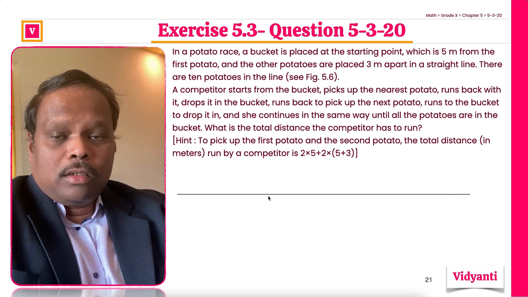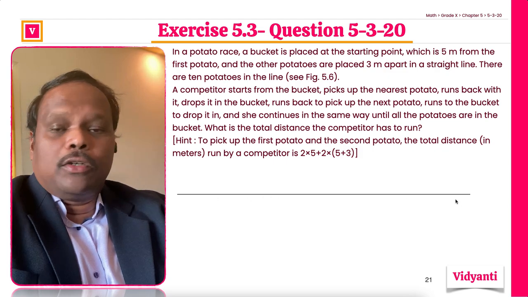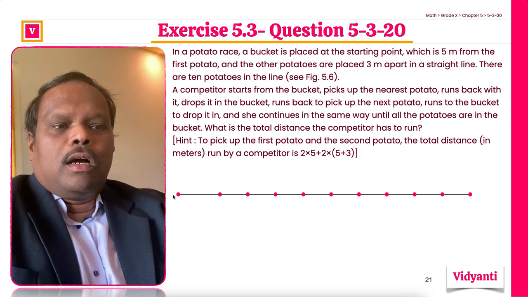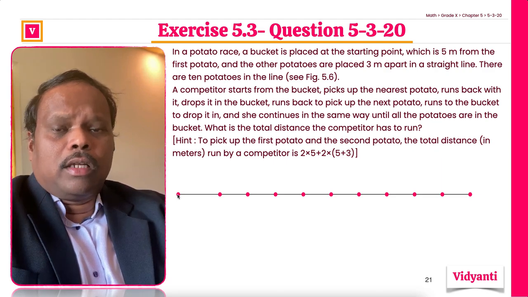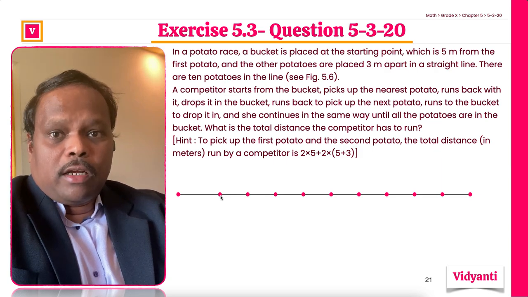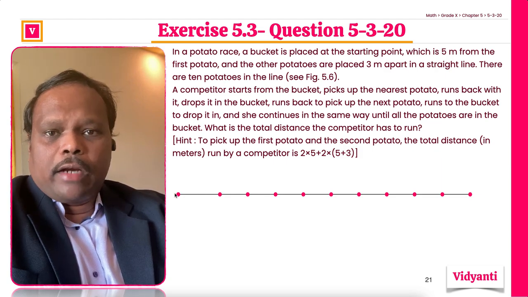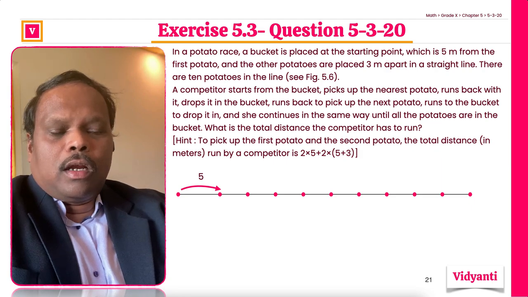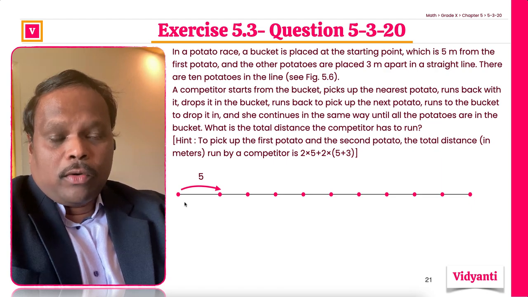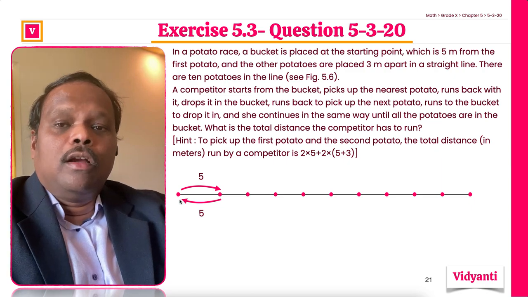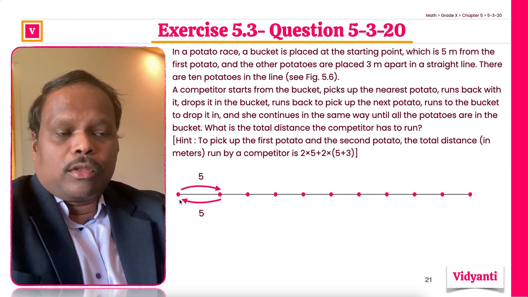Let's assume that all the contestants are running in a straight line. This is the starting point. There is a bucket. The contestant is supposed to run, pick up the potato, and collect it back in the bucket. The first potato is 5 meters away from the collection point. Obviously, he has to run there 5 meters, pick it up, run backwards, and return to the collection point. So he has to run 5 meters back and forth.